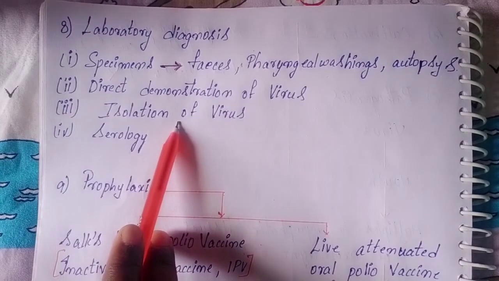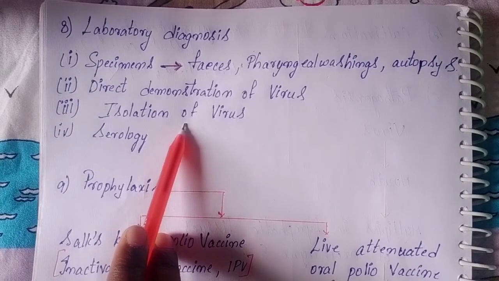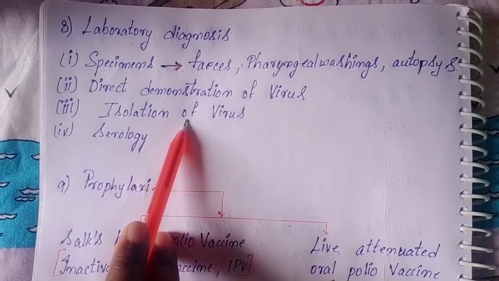Third one is isolation of virus. Specimens are inoculated into tissue culture. Primary monkey kidney cells, HeLa, HEp-2 are usually employed. The viral growth is indicated by typical cytopathic effect seen in cells within 2 to 3 days. The identification of serotype is made by neutralization tests with pooled and specific antisera.